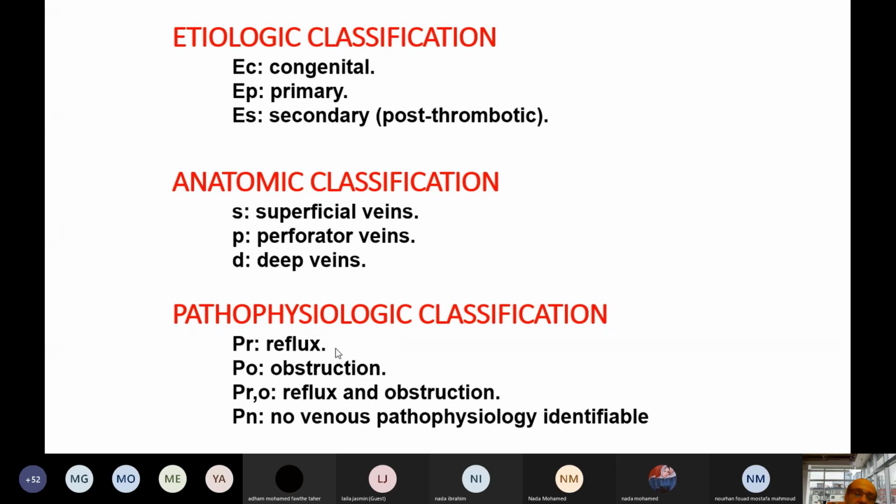Or sometimes we don't have a clear pathology. You can do duplex, for example, for the patient. You find dilatation, but you ask the patient to cough or strain, and there is no reflux or obstruction. So we can say that there is no pathology for us.